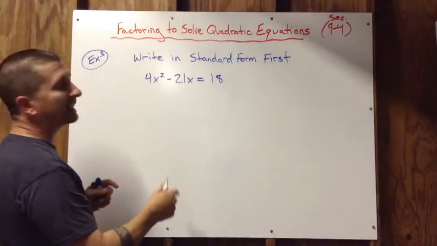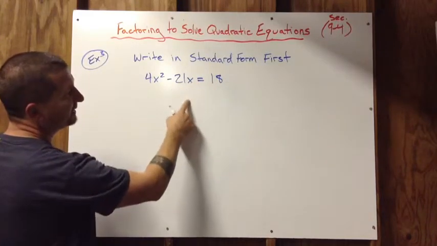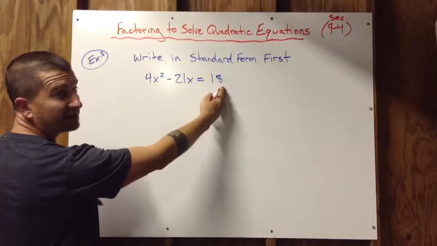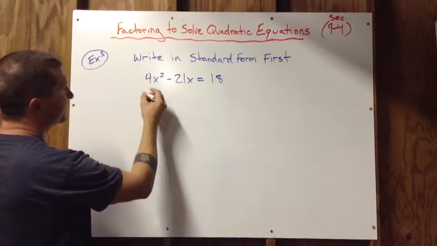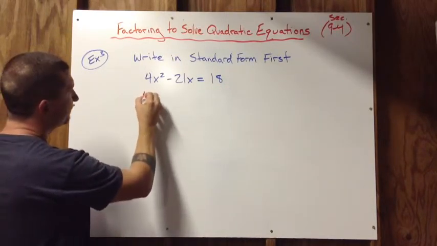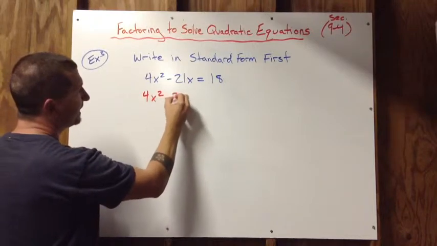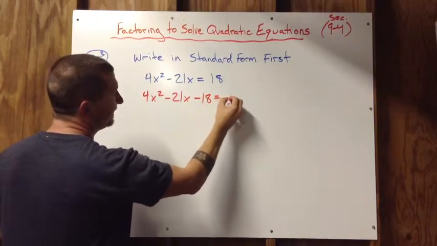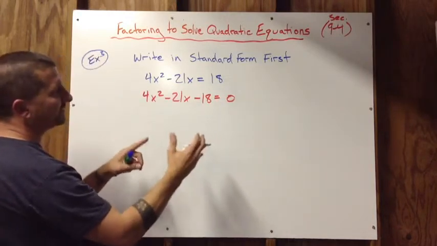We can make this look that same way just by bringing the 18 over to the left side and leaving a 0 on the right. So that would give us 4x squared minus 21x minus 18 equals 0. Now that's in standard form.